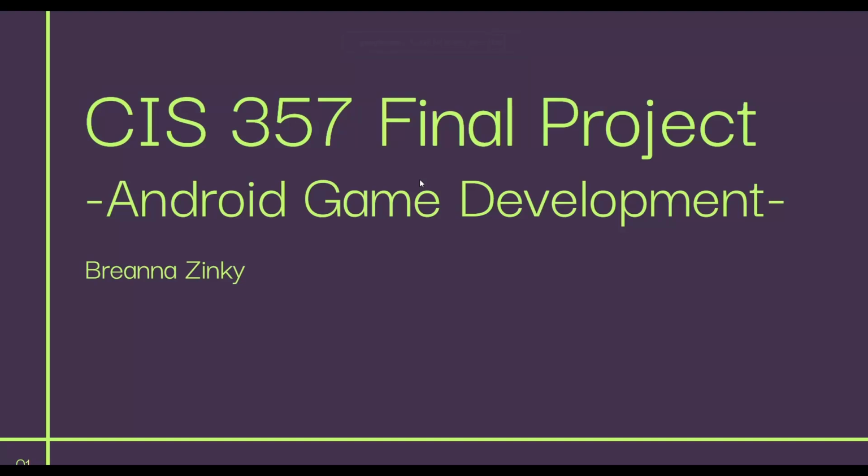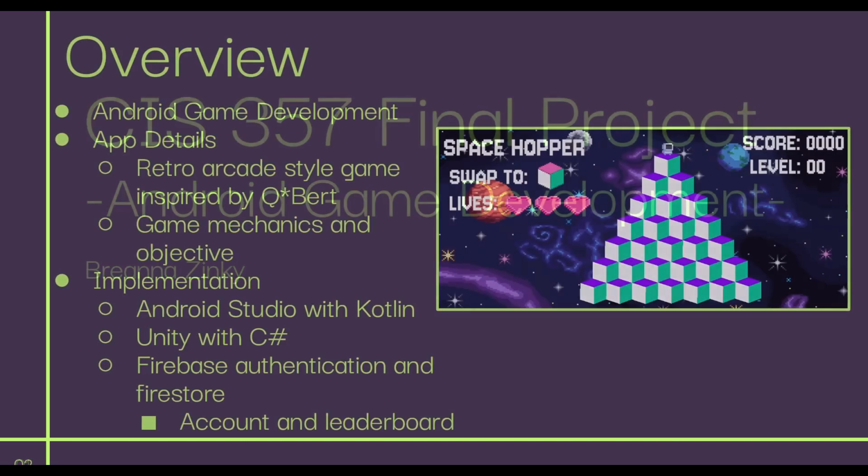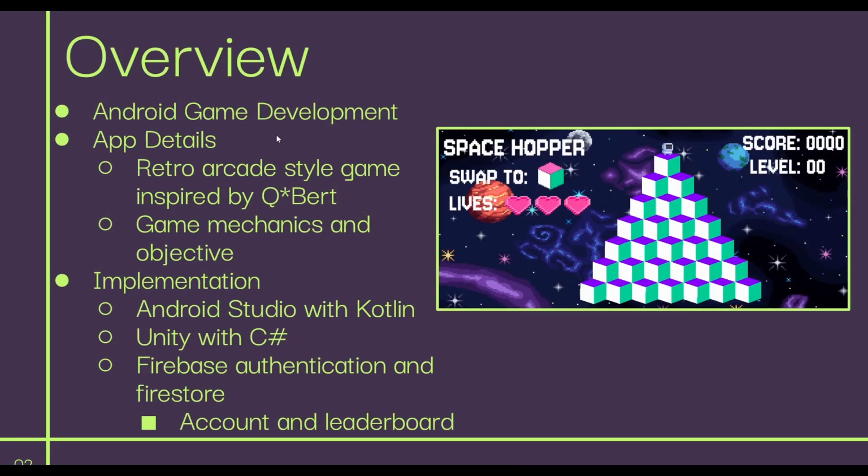I'm Brianna Zinke, and for my final mobile project, I made an Android game. My topic area was Android game development, and for my game, I decided to create a retro-styled game inspired by the arcade game Q*bert. In that game, it has an interesting map and movement layout where up, down, left, and right moves you through the isometric pyramid in a unique way, so it makes movement a little more difficult.